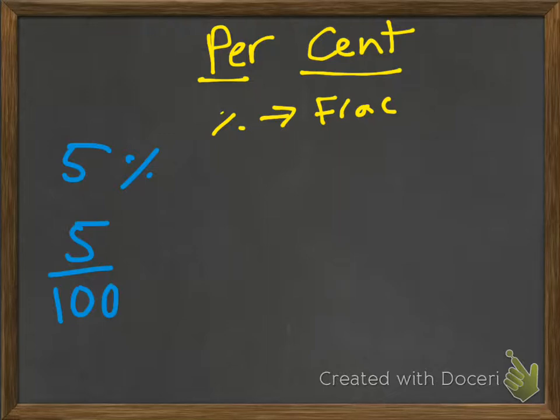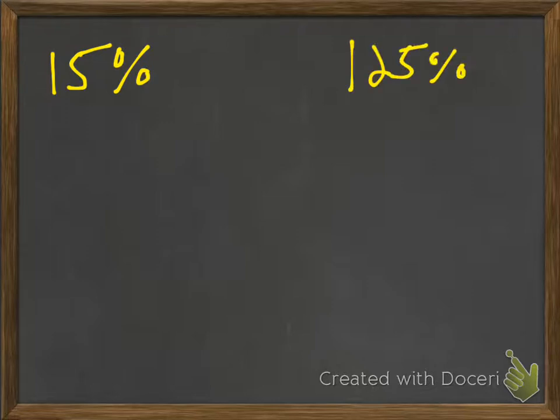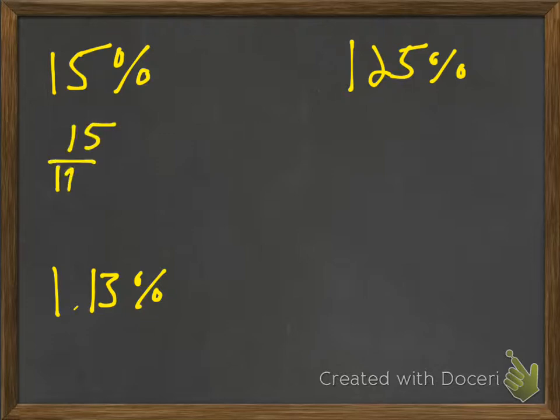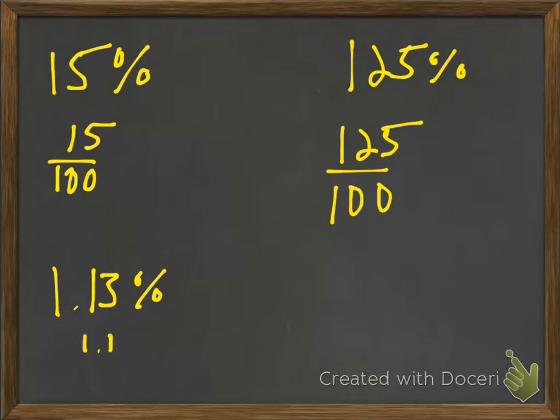Now, this gives us some problems too. Let's take a look at some examples here. If I have, let's say, 15%, 125%, 1.13%. Alright, let's take these 3. 15%, that means 15 per 100. 15 over 100. Looks good. 125%, that's 125 over 100. That looks good. 1.13%, that's 1.13 over 100. Does that work? No, we do not want decimals in our fraction.